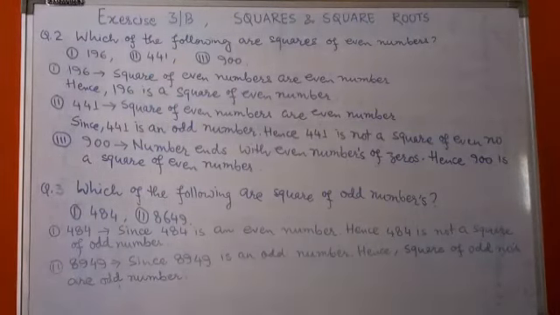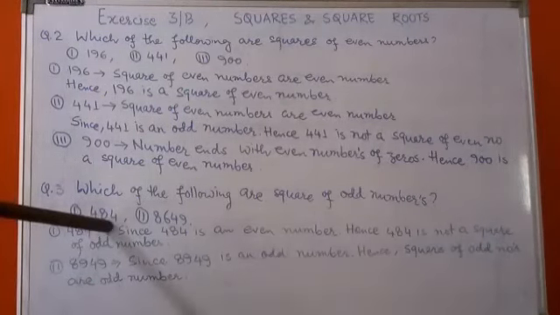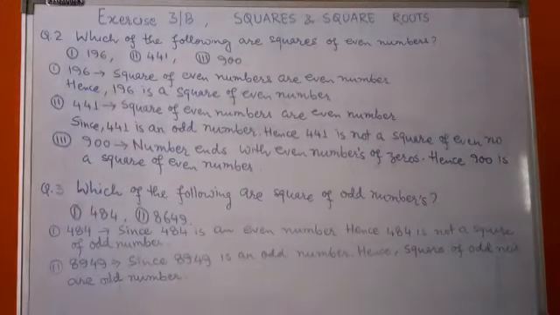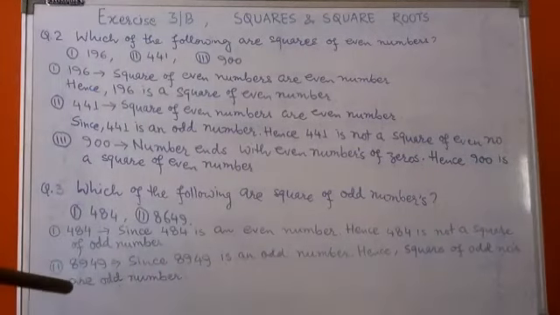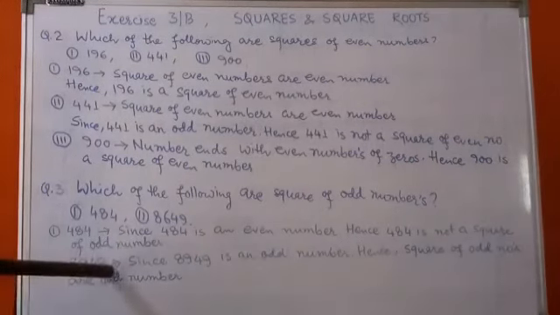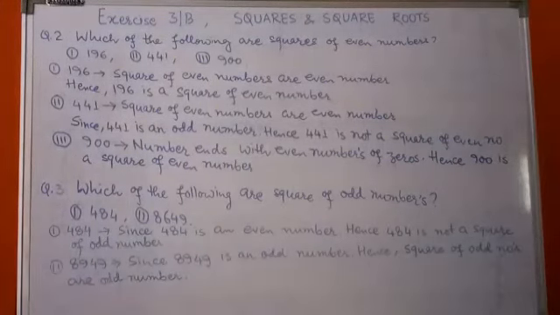Now question number 3: which of the following are squares of odd numbers? First 484, second 8949. The first number is an even number, so it is not a square of an odd number. In the case of 8949, since the number ends with 9, which is an odd number, hence 8949 is a square of an odd number.